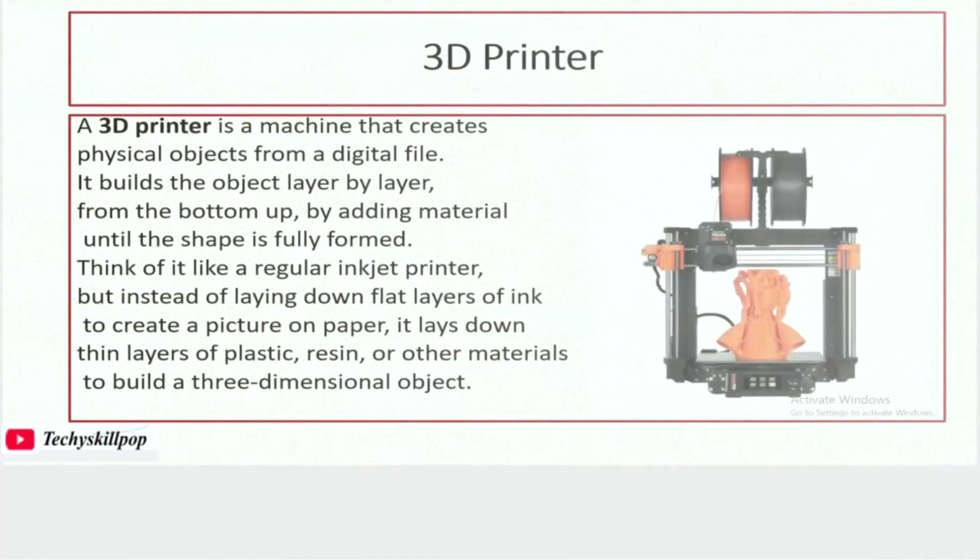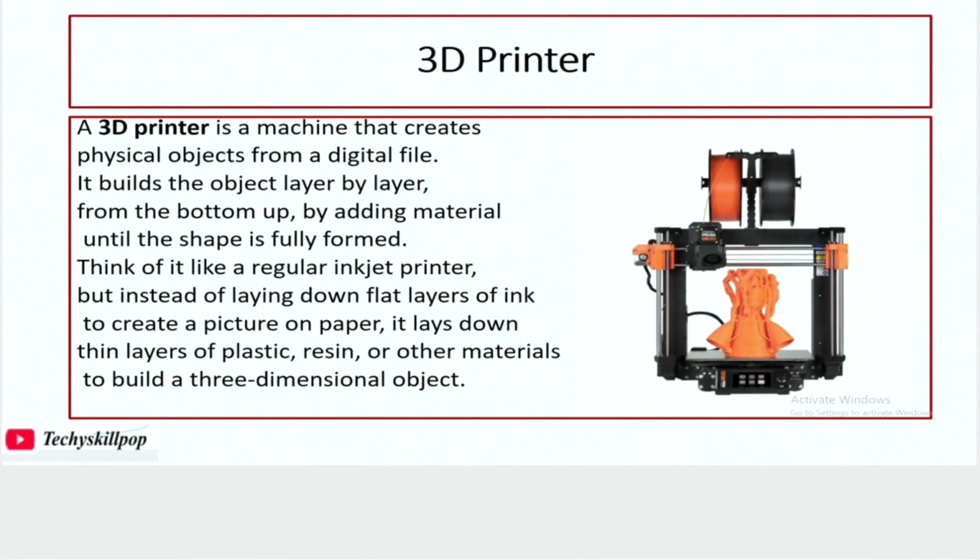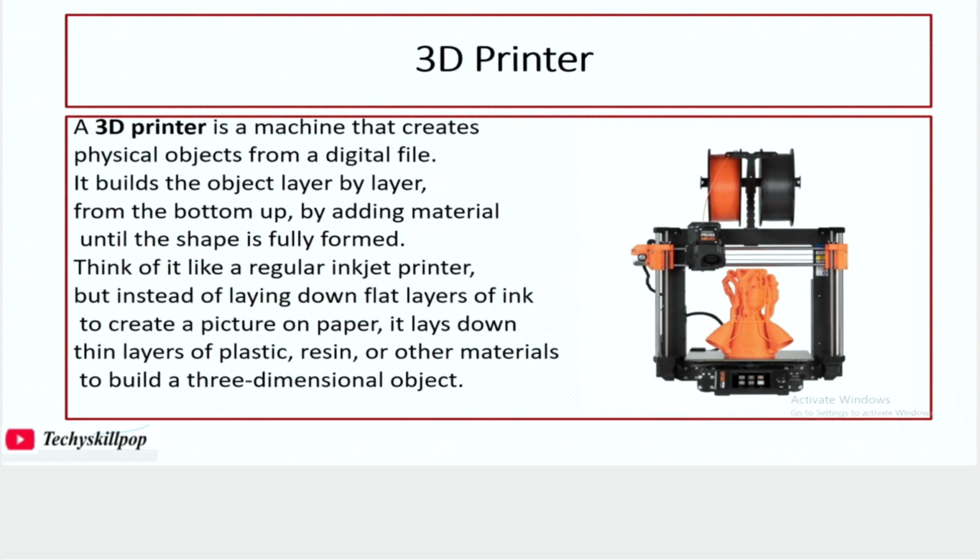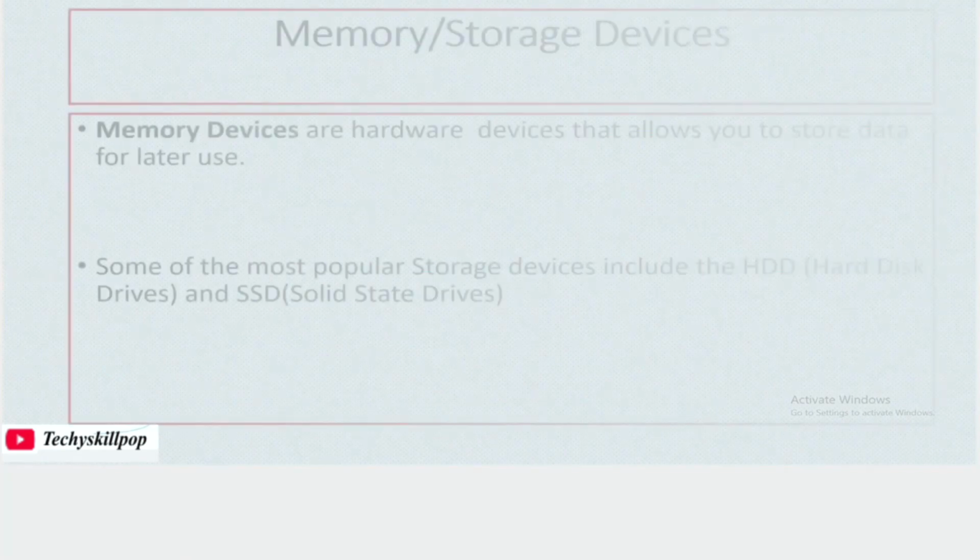3D printer. A 3D printer is a machine that creates a physical object from a digital file. It builds the object layer by layer from the bottom up by adding material until the shape is fully formed. Think of it like a regular inkjet printer, but instead of laying down flat layers of ink to create a picture on paper, it lays down thin layers of plastic, resin, or other material to build a three-dimensional object.